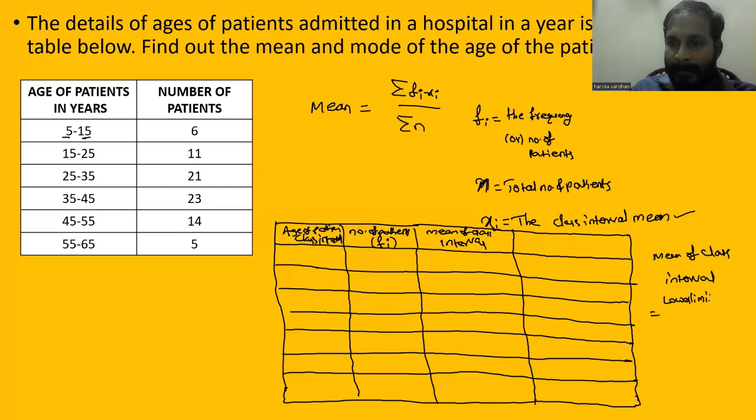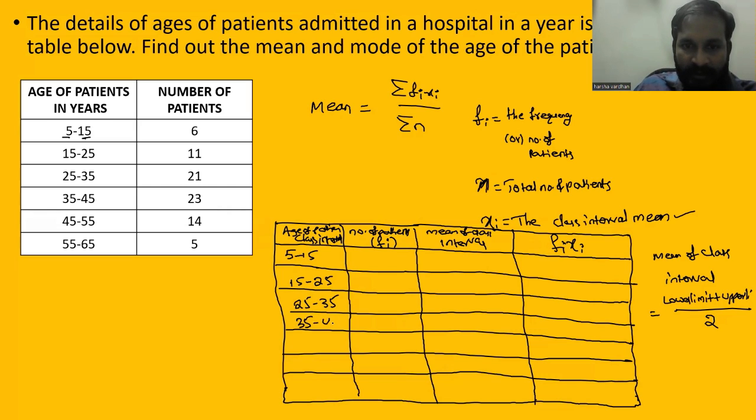Lower limit plus upper limit by 2. That is the mean. Next is Fi xi, the multiplication of these two things. So see here, 5, 15, 15, 25, 25, 35, 35, 45, 45, 55, 55 and 65. Now see here, the frequencies which they gave: 6, 11, 21, 23, 14 and 5.